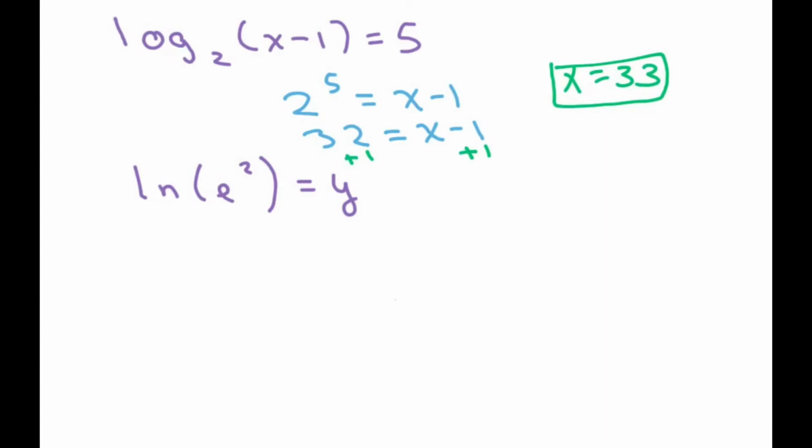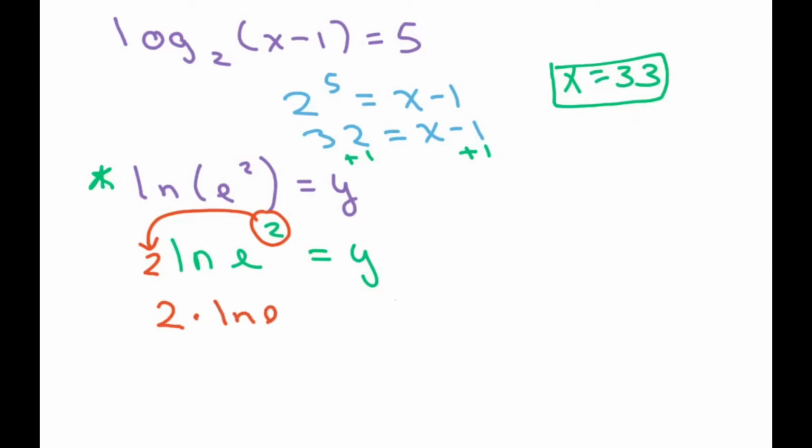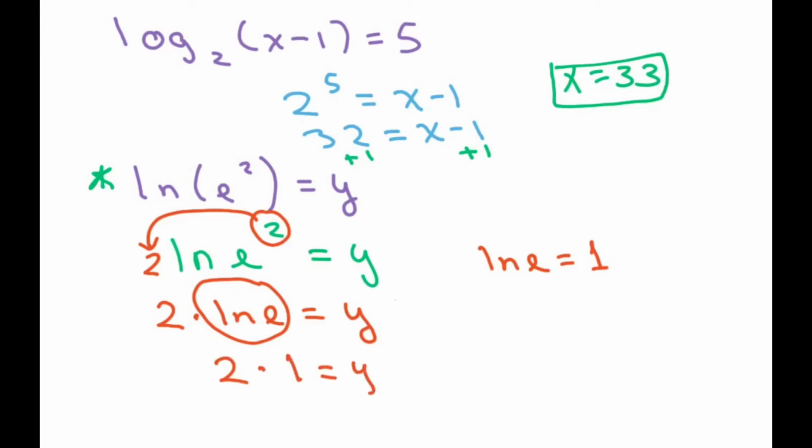This one seems to be out of place with this worksheet. Basically, you have ln of e squared. There is a section I'm going to be doing later that talks about this. But basically, we're going to use our power property and move this 2 in front. So we get 2 times ln of e equals y. Well, ln of e equals 1. So we get 2 times 1 equals y. Therefore, 2 equals y. Again, this one's a little out of place.